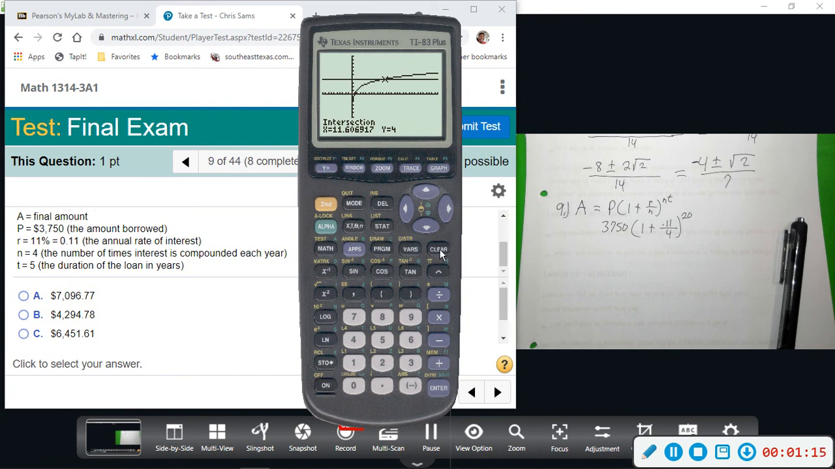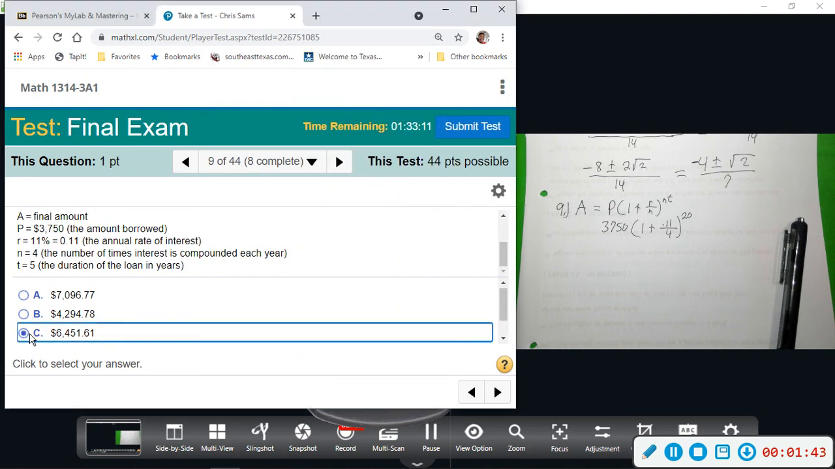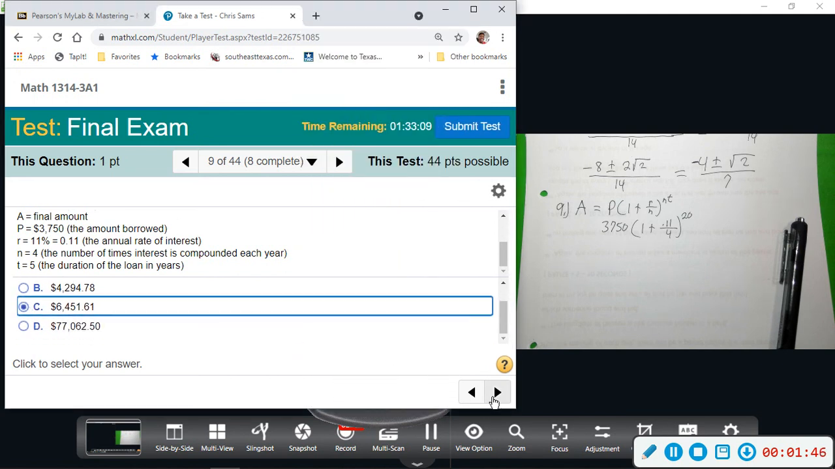I'm going to clear, second quit, and clear out, and I'm going to do 37.50 parentheses 1 plus 0.11 divided by 4, close, and then raise it to the 20th power. We get 64.51, 60, which will round up to 61. So answer choice C.